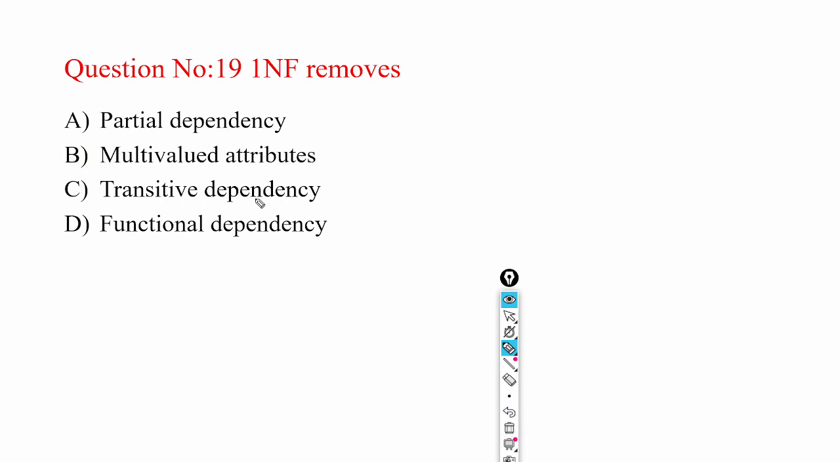So what is a partial dependency? It is removed in 2NF. Transitive dependency is removed in 3NF. Partial dependency is nothing but 2NF. Okay, so 1NF removes the multi-valued attributes.